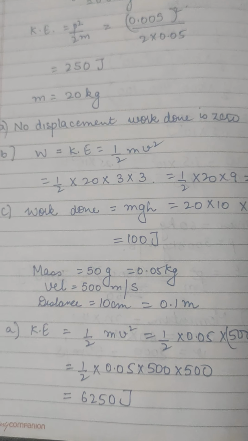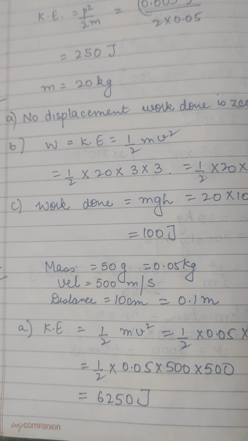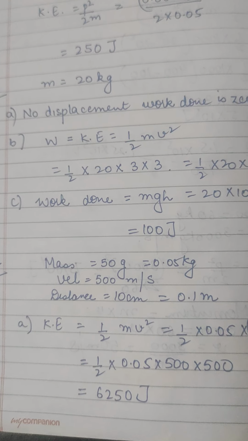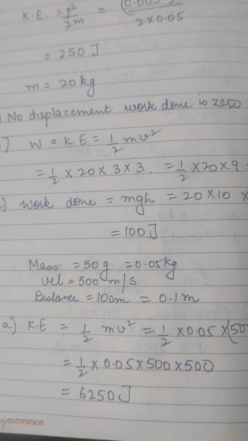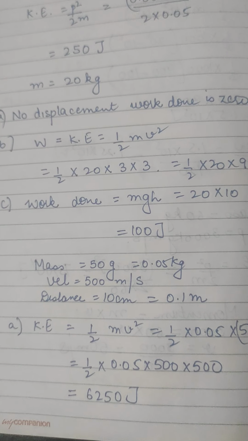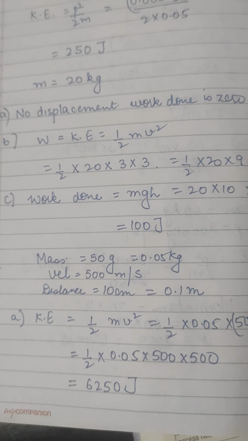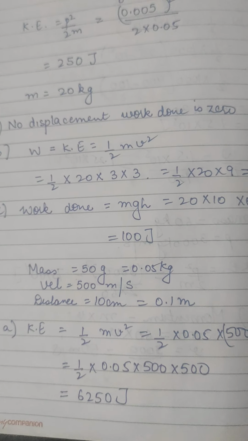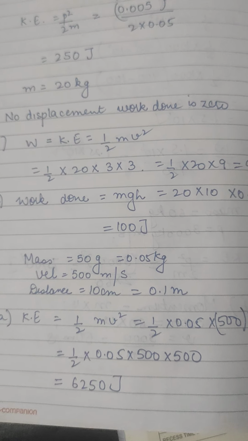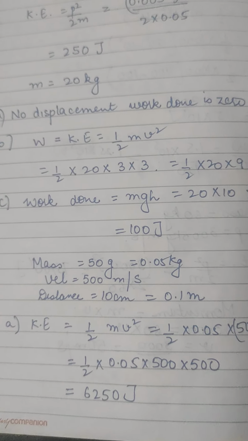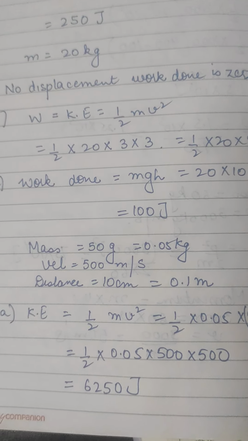22nd question. A bullet of mass 5 gram is moving with the velocity of 500 meter per second. Mass is given to you, velocity is given to you. It penetrates 10 centimeter into a still target and comes to rest. You have to find out the kinetic energy possessed and the average retardation. See, the body is moving and then comes to rest. Distance is also given to you. First of all, we will find out the total kinetic energy. The total kinetic energy we get is 6250 joule.